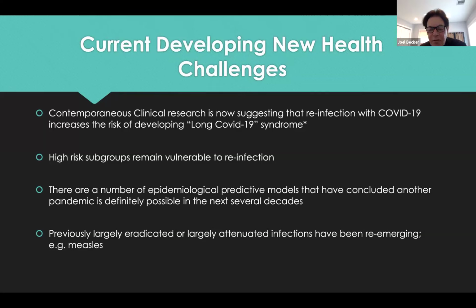Now, I'm focusing on COVID, but obviously COVID is not the only infection that this can occur through. There are also a number of epidemiological predictive models that have concluded that another pandemic is definitely possible within the next several decades. So certainly within our lifetime, we might actually see something, hopefully not as bad as what we saw, but there can be other pandemic potential infections out there. And even previously eradicated, largely attenuated infections such as measles are reemerging.